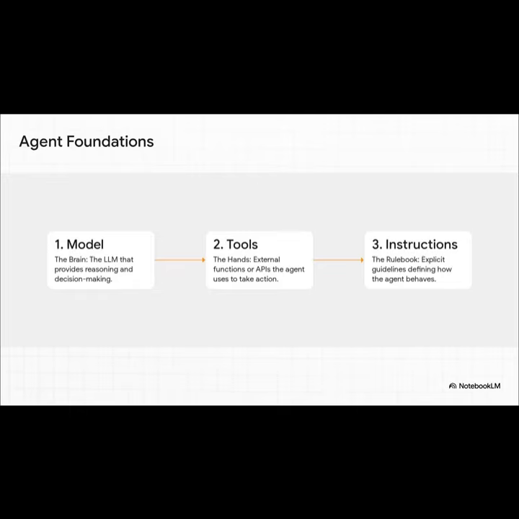Second, you need tools. These are the hands. This is how the agent actually does stuff in the world. Things like searching a database, sending an email, basically connecting to other software. And finally, you have the instructions. This is the rulebook. It's you telling the agent its goals, its boundaries, and how it should behave.